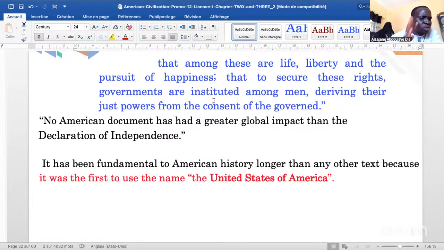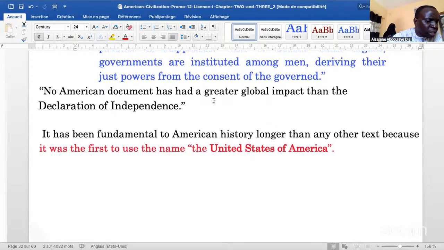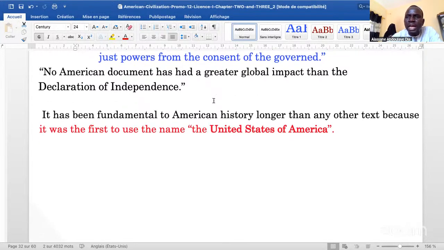And what is the impact of the Declaration of Independence? What is the importance of the Declaration of Independence? Please, class, listen to me. It is important because no American document has a greater global impact than the Declaration of Independence. It has been fundamental to American history, longer than any other text. Why? Because the Declaration of Independence is the first document to use the name United States of America.